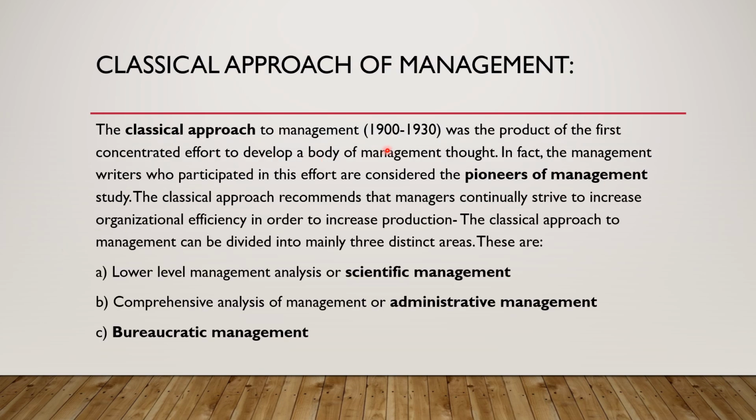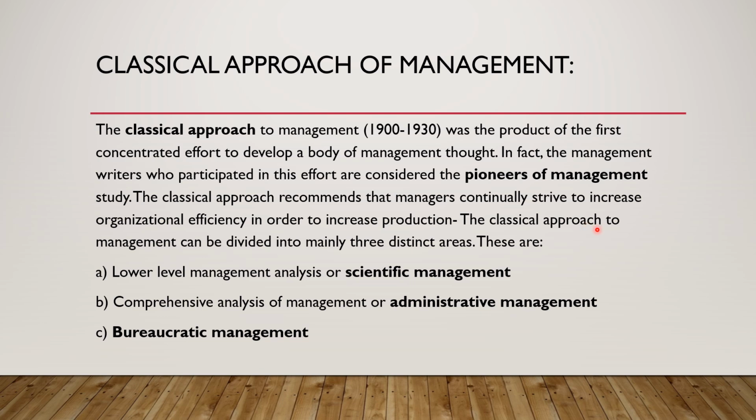The classical approach to management was the product of the first concentrated effort to develop a body of management thought. In fact, the management writers who participated in the effort are considered the pioneers of management study. So those people who were very firstly formulating the management rules are actually the pioneers of management. The classical approach recommends that managers continually strive to increase organizational efficiency. So the goal was organizational efficiency and increased productivity in order to increase production.